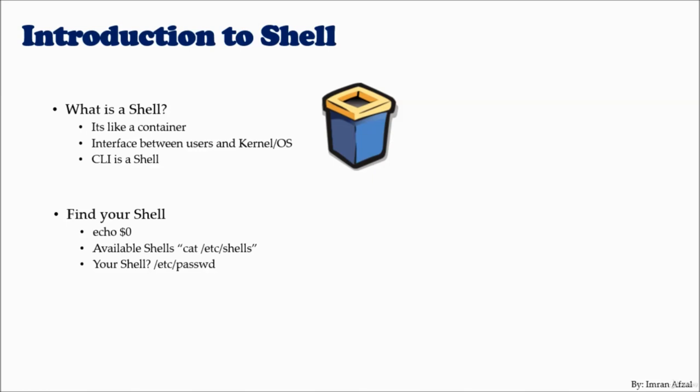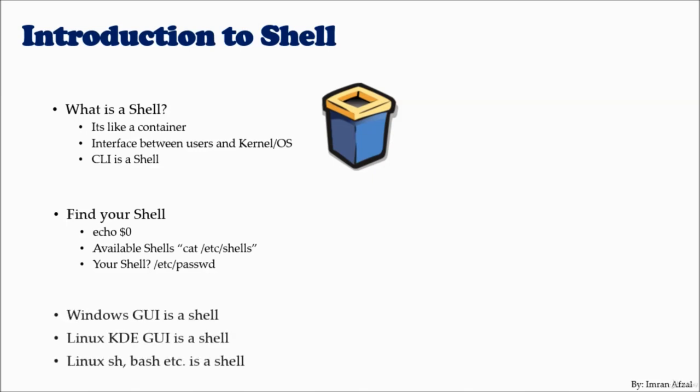You could also get a listing of all the shells in your Linux distribution by running the command cat /etc/shells. Your shell is also defined inside of the file /etc/passwd. In Windows, the GUI is a shell. In Linux, the KDE GUI is a shell. In Linux, sh, which is the shell, bash, etc. All these are shells that are provided to a user.